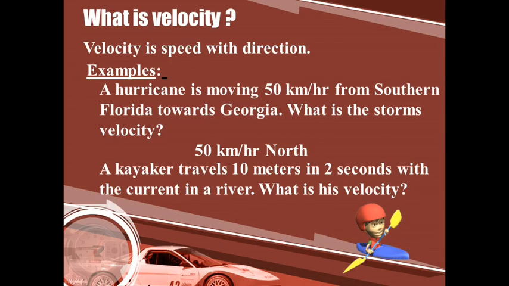All right, next example. A kayaker is traveling 10 meters in 2 seconds with the current of the river. What's velocity? So the first thing we have to do is calculate speed. To calculate speed, we take our distance, we divide by time. 10 meters divided by 2 seconds is 5 meters per second. So there's our speed. Now we have to add direction to this. But we don't know exactly which direction the current's going. I don't even know which direction the river's going. But I know if I'm going with the current, that's going downstream. So I could say that I'm moving at 5 meters per second downstream.